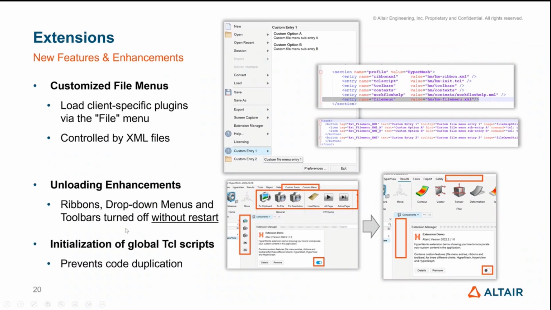And then we do have also the initialization of global TCL scripts. Basically, this prevents code duplication. So in 2022.1, initialization of client-specific TCL scripts was introduced. But if the user wanted to use the same procedure, let's say in Hypergraph and Hyperview, he would have to copy the TCL files 2 times to make sure they are available for each client. But this new enhancement basically makes it much simpler and avoids code duplication. So you just have to use only one initialization TCL file in the root of the extension to load the procedure across all the clients.